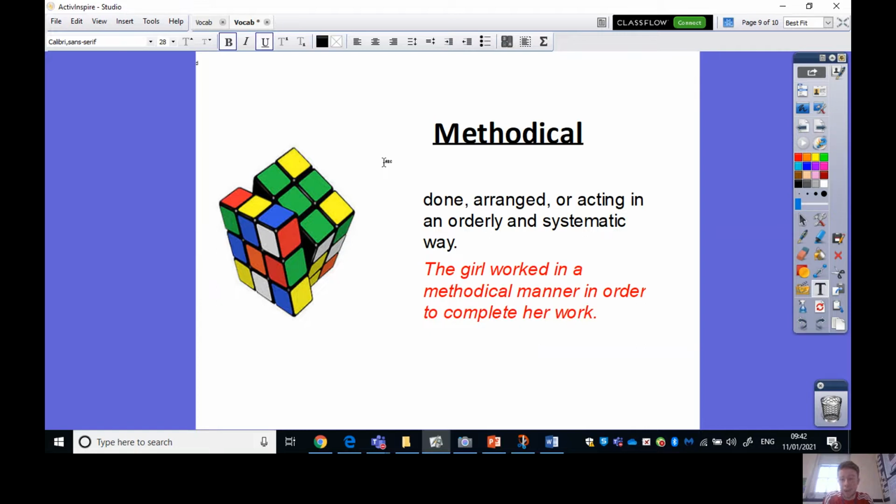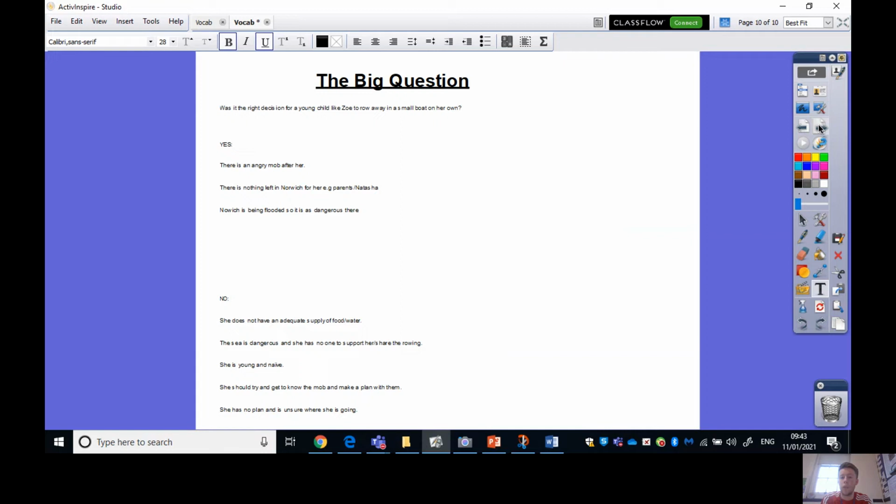All our steps of success are methodical. We work slowly through them in an orderly and systematic way to get the correct answer. If you were playing with a Rubik's Cube, you would work in a methodical way to complete it. So for example, the girl worked in a methodical manner in order to complete her work. Just like you do in school, you work in an order and in a system so that you can complete your work to the highest standard possible.